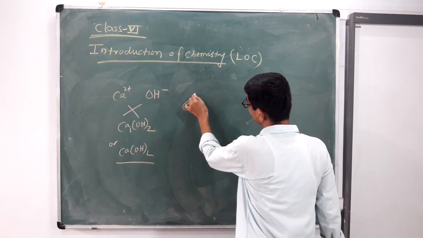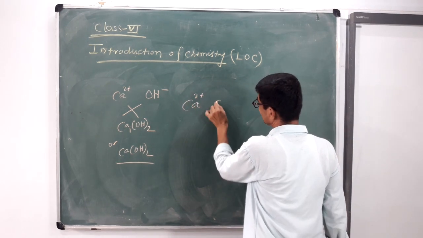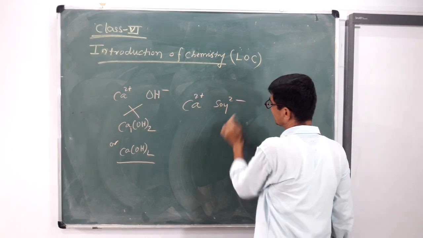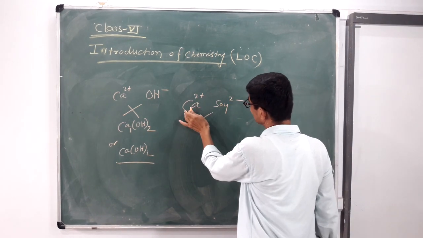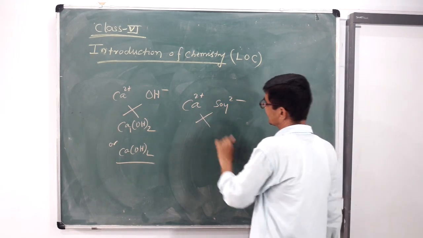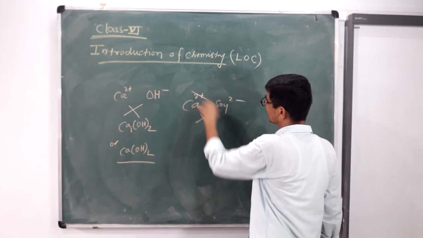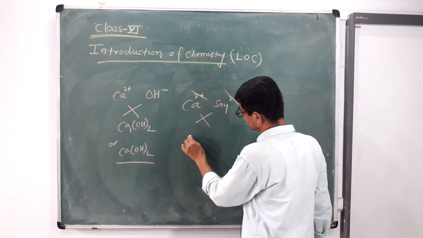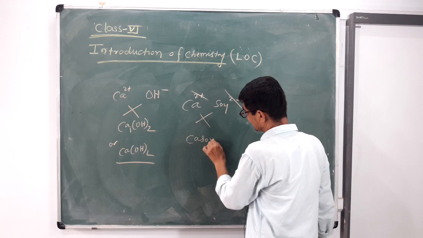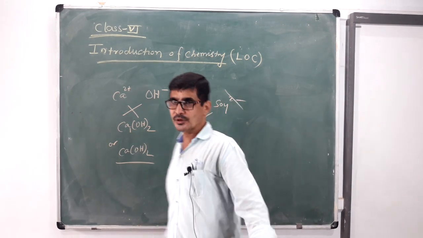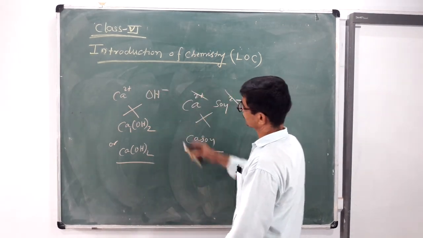Now another example, Ca2+ and SO4 2-. In this case, charges are opposite but equal in number. Here 2 positive and 2 negative charges. So in that case, both cancel each other. So we will get calcium sulfate. This is the formula of calcium sulfate, CaSO4.